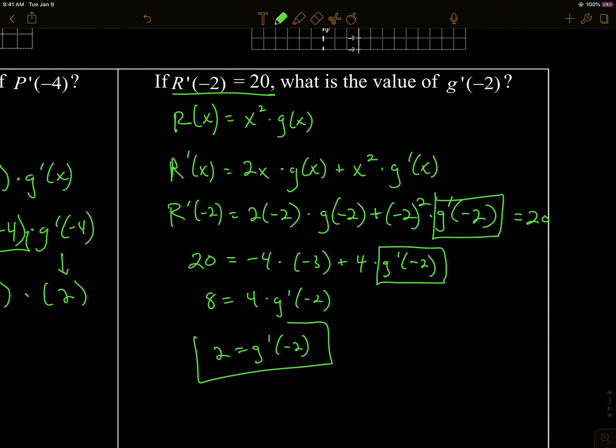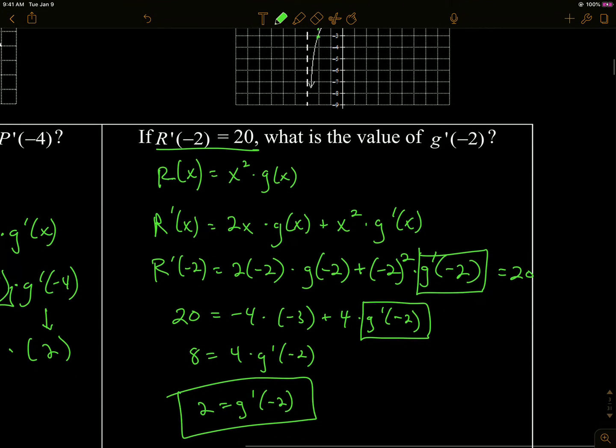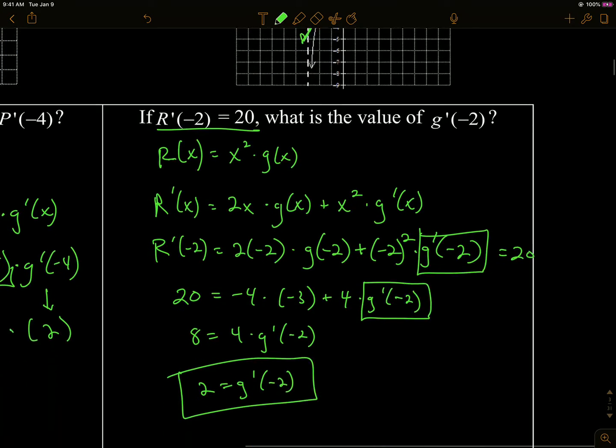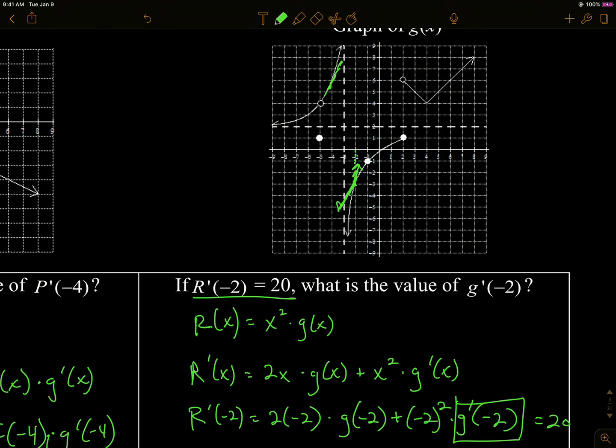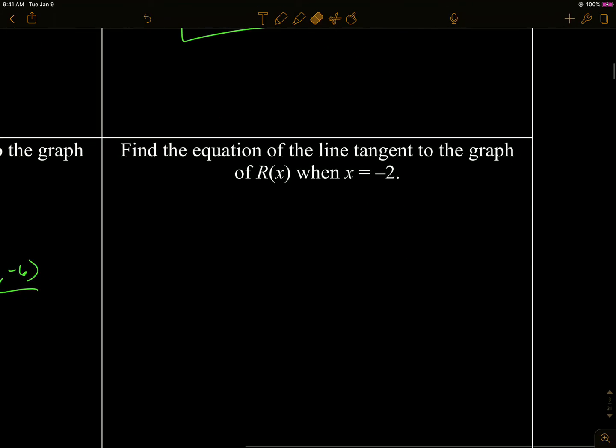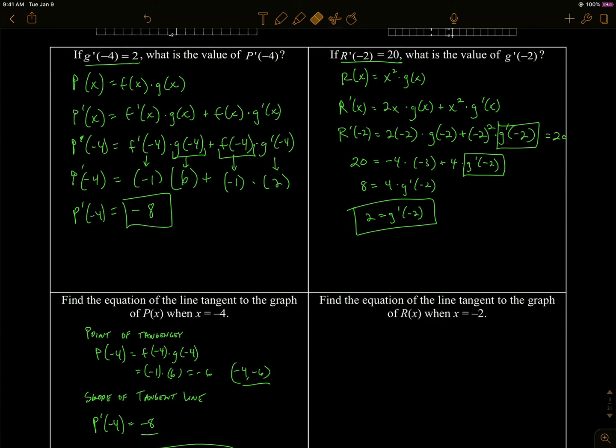That was the question. If I look up at the graph of g at negative 2, if I drew my tangent line in there, it's telling me that the derivative of that thing is a slope of 2. I'd buy that, the slope of that tangent line there. If I draw my tangent line, they're telling me this slope there is 2. I'd buy it. Find the equation of the tangent line to the graph of r when x equals negative 2.